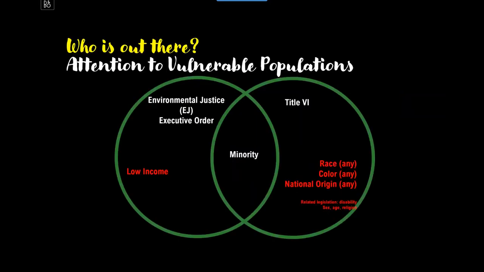But first, we want to know who's out there. What populations are within our project area? And also make sure that we're paying attention to those vulnerable populations. These vulnerable populations are ones that are protected under the Environmental Justice Executive Order. This would include communities that are low income, also Title VI, which includes race, color, national origin, and there's also related legislation that covers disability, sex or gender, age, and religion. Both the Title VI and the Environmental Justice Executive Order cover minority populations as well.